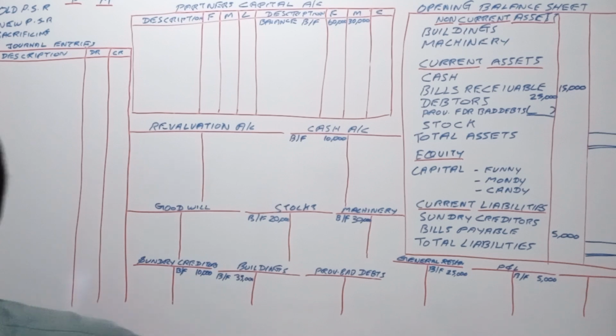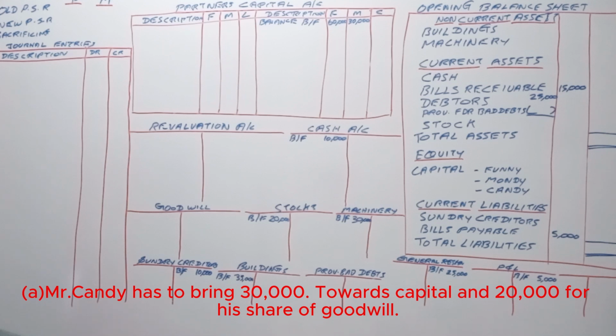Other information is given below. On 1st April 2020, Mr. Candy is admitted into the partnership for 1/5 share of profits. The terms of the partnership are as follows: Mr. Candy has to bring 30,000 towards capital and 20,000 for his share of goodwill. Candy has to bring 30,000 as his capital.